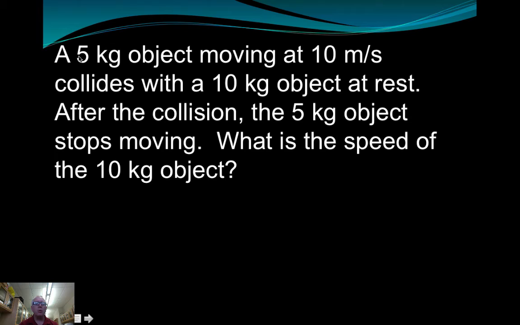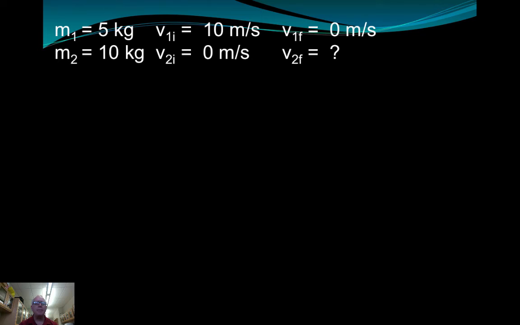I'm going to call this one mass number 1 and this one mass number 2, and that's how I'm going to do my bookkeeping on this to identify my information. So when I did that, this is what I came up with for the masses, their initial speeds, their final speeds, and you can see here all the information is identified.